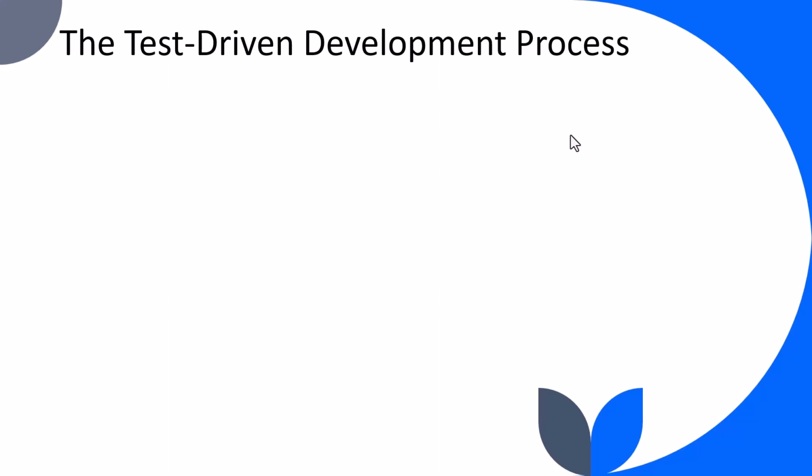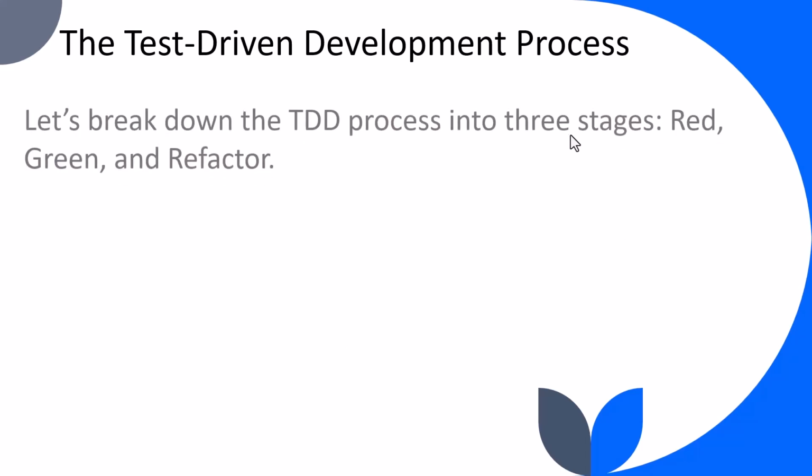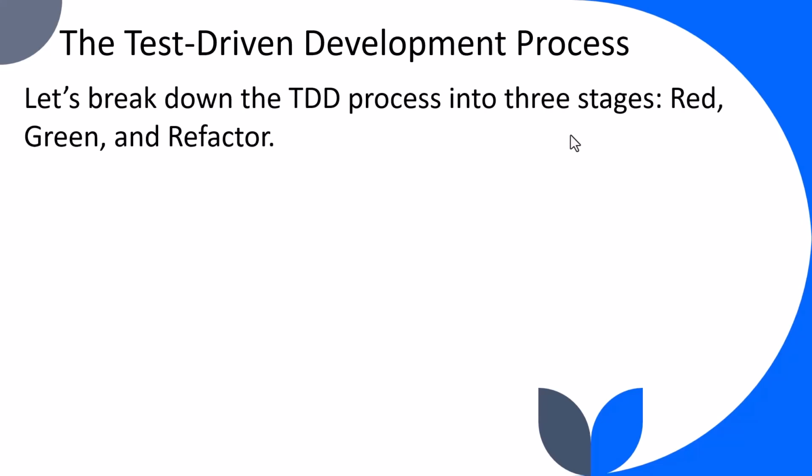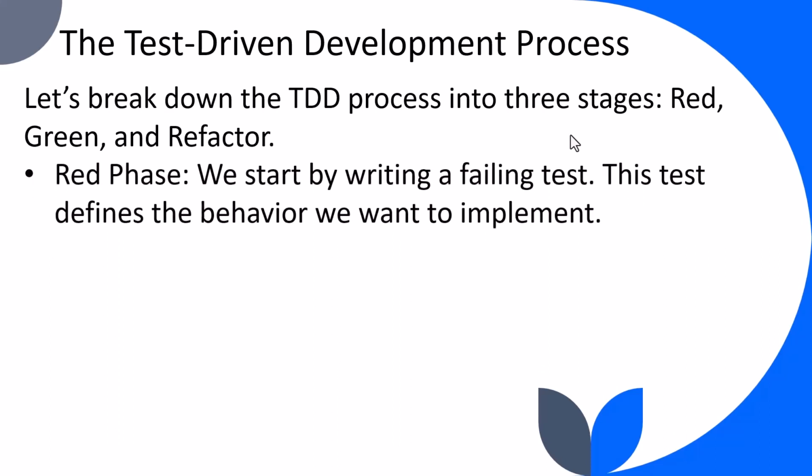Now the test-driven development process. So let's break down the test-driven development, or TDD, process into 3 stages: red, green and refactor. In the red phase, we start by writing a failing test, and this test defines the behavior we want to implement.